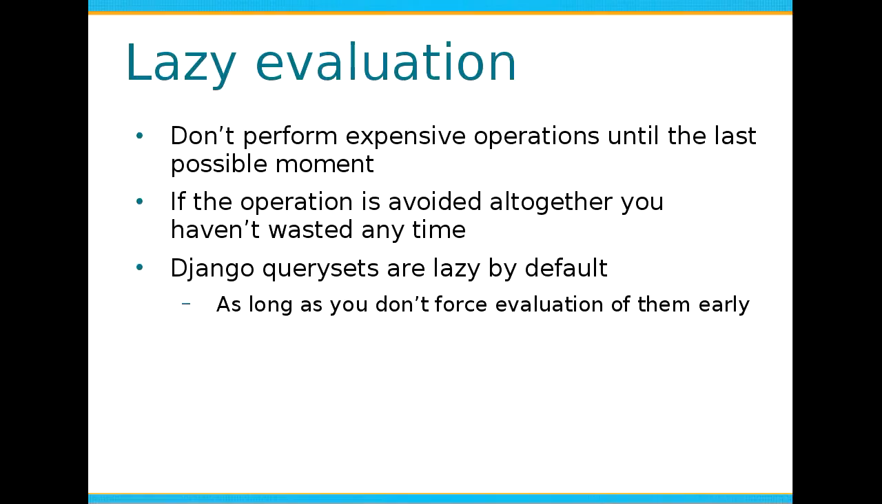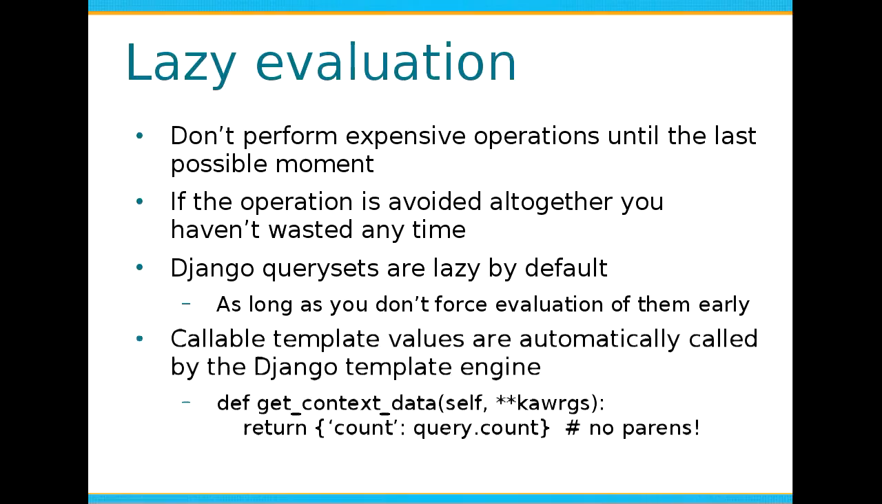Django query sets are lazy by default. Take advantage of this, as long as you don't force evaluation of them early, that is. So when you hear about Django query sets being lazy, that means that you can essentially say, define my query set as blog objects filter date equals today, and it won't actually go and do the database query until you loop through those instances, for example.